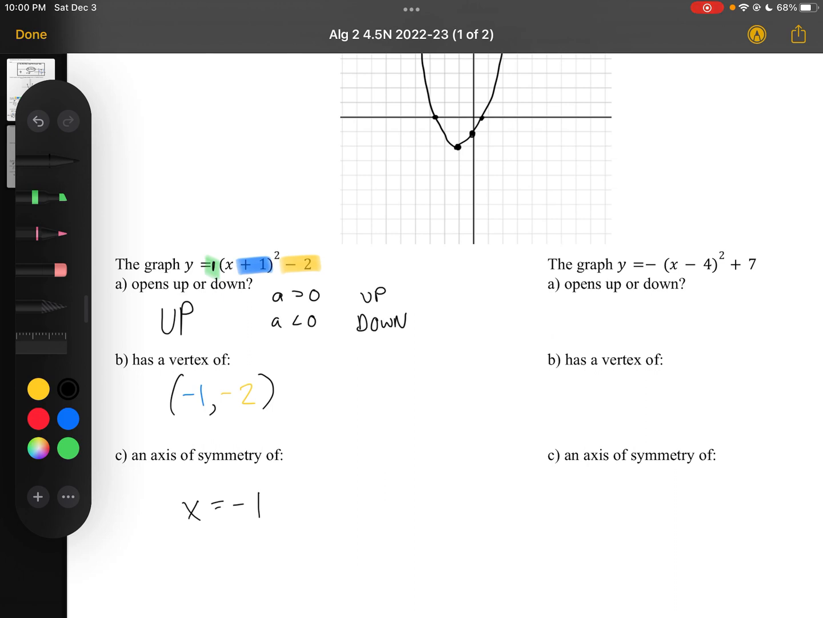So working our way through the second function, a very similar process. We'll identify what our a value is first. In this case, our a value is negative, so we know that this one should open down. Our vertex we'll identify again, highlighting first, writing it second. So the opposite of our blue, which is positive 4, we keep our yellow exactly the same, and our axis of symmetry is just exactly what the x value of our vertex is.